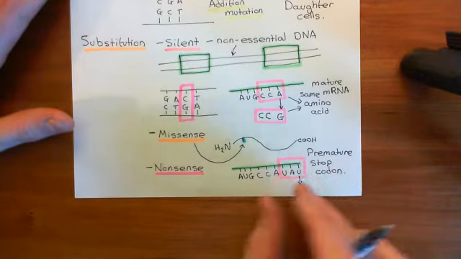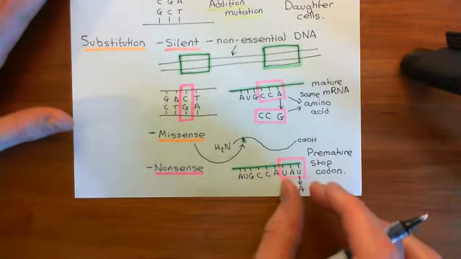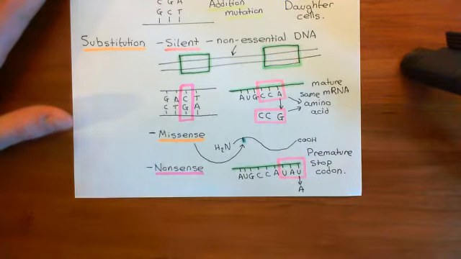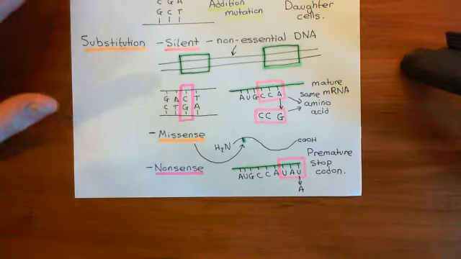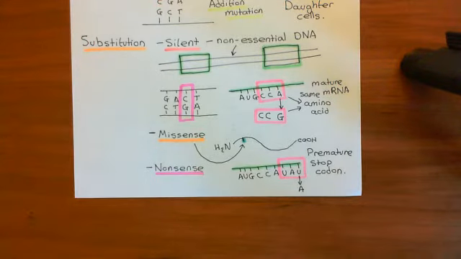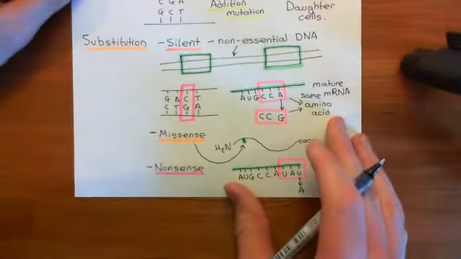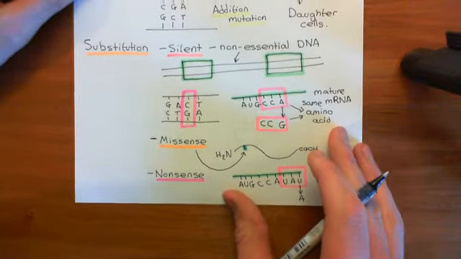And depending on clearly how far forward the premature stop codon is, that will have differing levels of severity for the function of the protein.